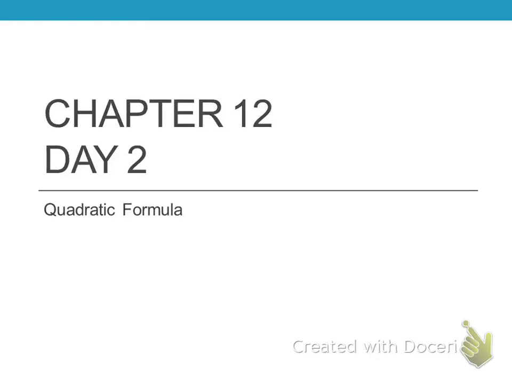So we're going to continue with chapter 12 today. We're looking at day 2. It's all about the quadratic formula. There aren't a ton of examples today. There's actually only 5. Once you get the hang of it, once you see the pattern, they all go the same way. So there's not a lot of surprises today. Okay?